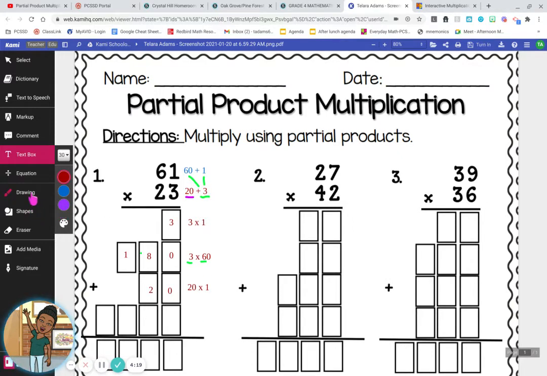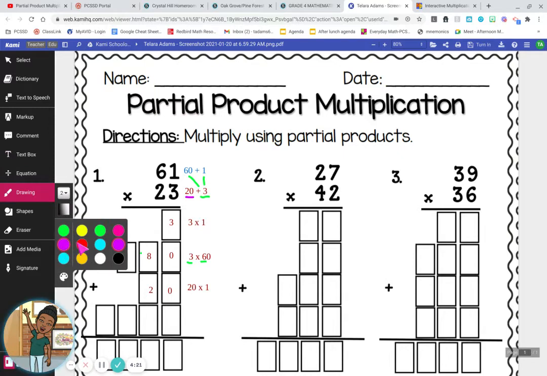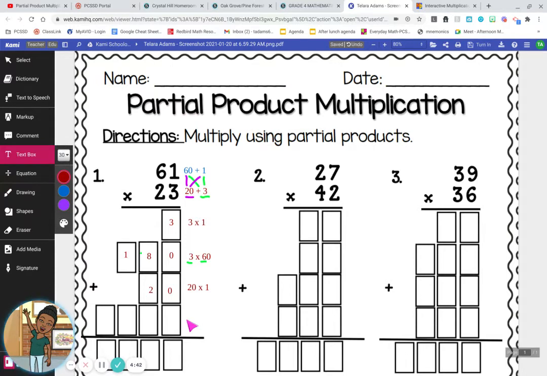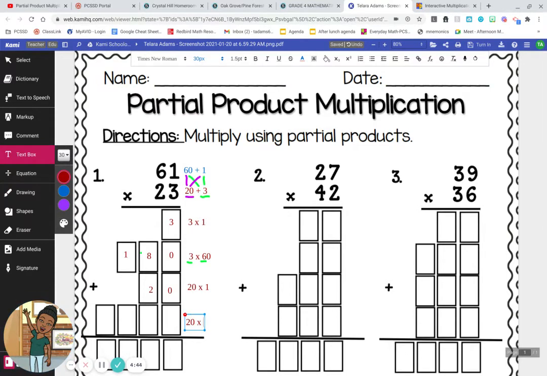And I'm going to draw a line just so you can see what it looks like, how I got that 20 times 1. You don't have to draw these lines if you don't want to. Absolutely not necessary. If I multiplied 20 times 1, I used my ones place. Now I need to multiply by my tens place. And what number is in my tens place? 60. So I'm going to multiply 20 times 60.